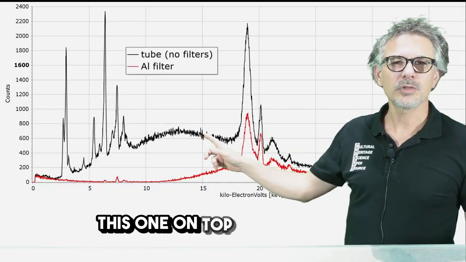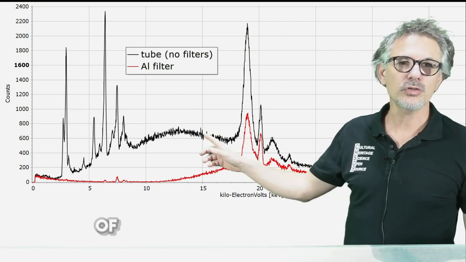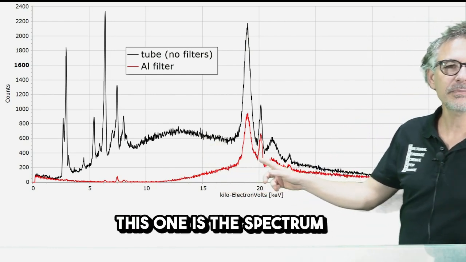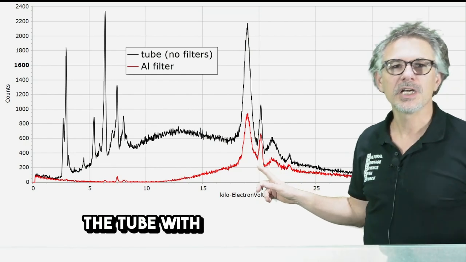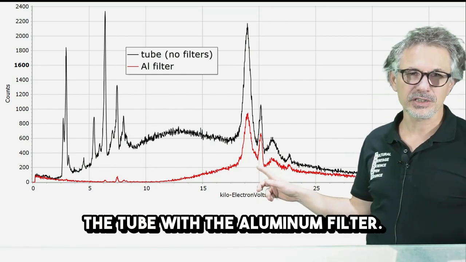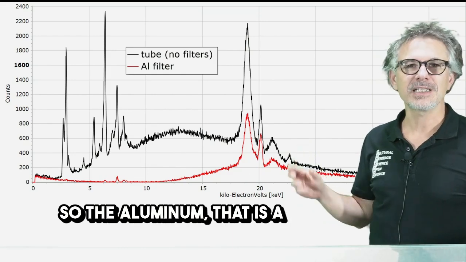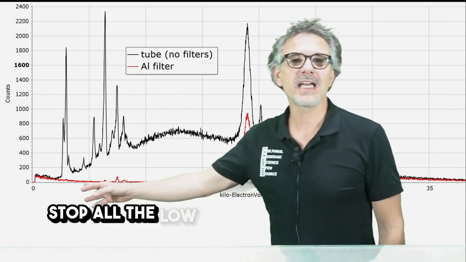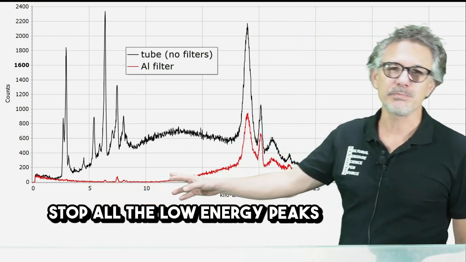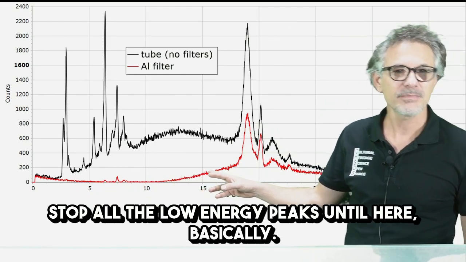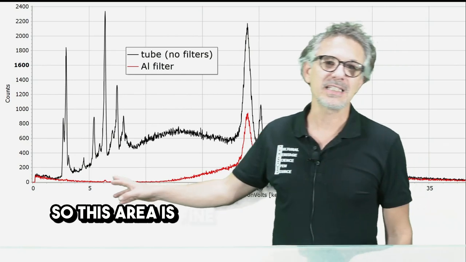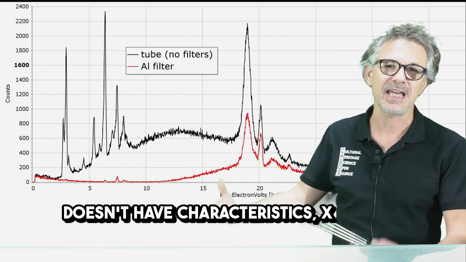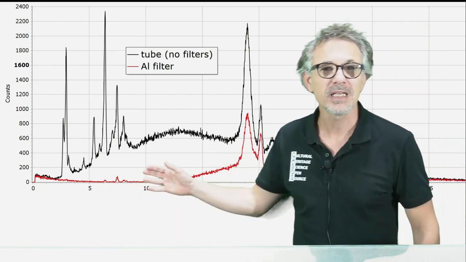This one on top is the spectrum of the tube without any filter. This one is the spectrum of the tube with the aluminum filter. So the aluminum, that is a light element, can stop all the low energy peaks until here basically. So this area is fine from the tube because it doesn't have characteristic X-rays, so it can be used.